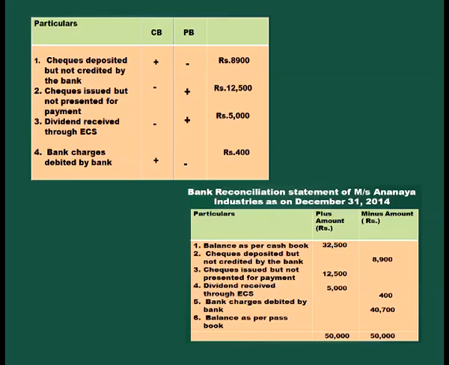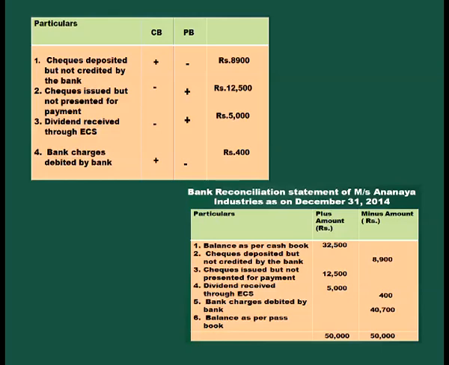Then dividend received through electronic system. So, dividend received is written in the plus amount column. Bank charges debited by the bank, 400 rupees. It should be deducted. It is shown in the passbook column in your rough sheet as minus. So, I have recorded in the minus amount column. Then you have recorded all items plus and minus amount in the respective column.